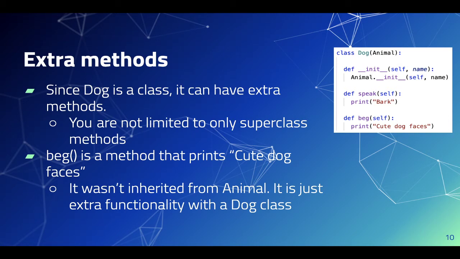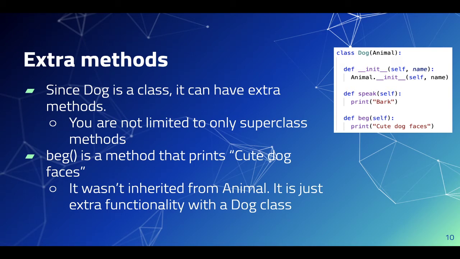So let's talk about extra methods. The animal class does not have a method called beg, but usually dogs beg, right? Dogs are known to beg. So in this case, we just print cute dog faces because that's what they do when they beg. But notice how this is not available in animal. So we've not defined a method called beg in animal. And this kind of makes sense, right? Because cats don't beg, they usually demand, and dogs beg. So it wouldn't make sense to have a beg function in animal because cats don't beg.